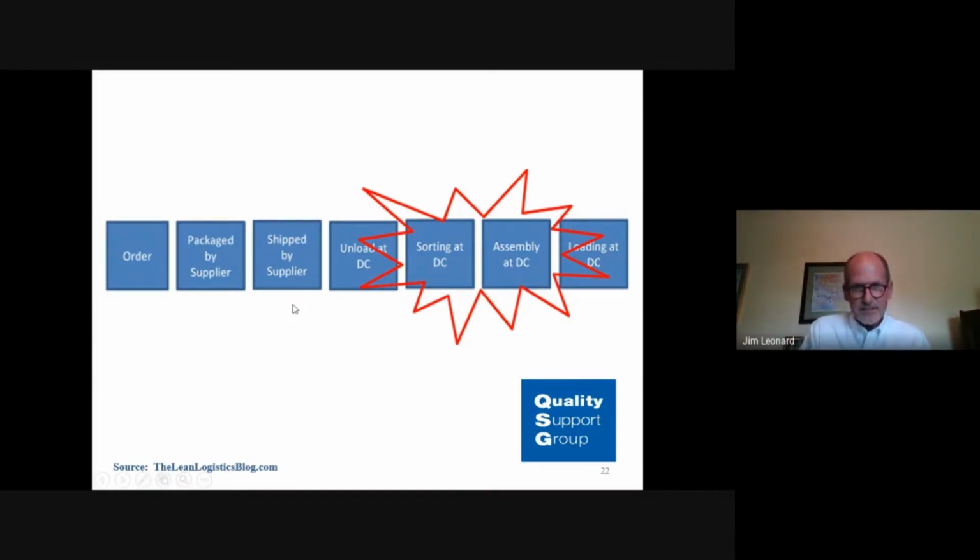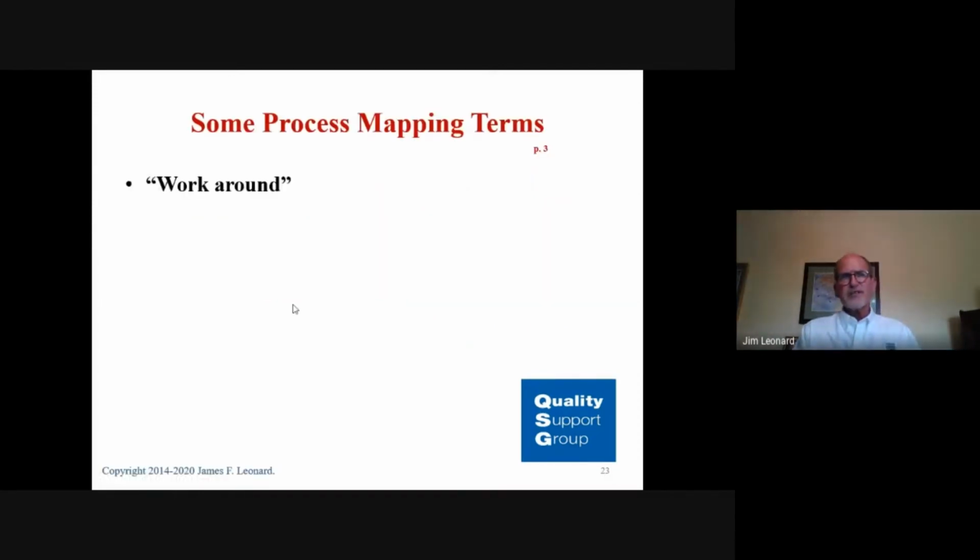So some process mapping terms on page 3 of your document. First, a workaround. What is a workaround? These are things that our brilliant operators come up with to make our sorry process work. It's not documented anywhere. It's not on an SOP. It's not in any process maps. Your initial process maps must include all workarounds, because that does show the process as is, current state. So you got to go out and talk to people and make sure you include those workarounds on your process map, because again, you want to have it as is, with all of its warts and imperfections, because the first step to improving a process is finding out what's wrong with the current process.